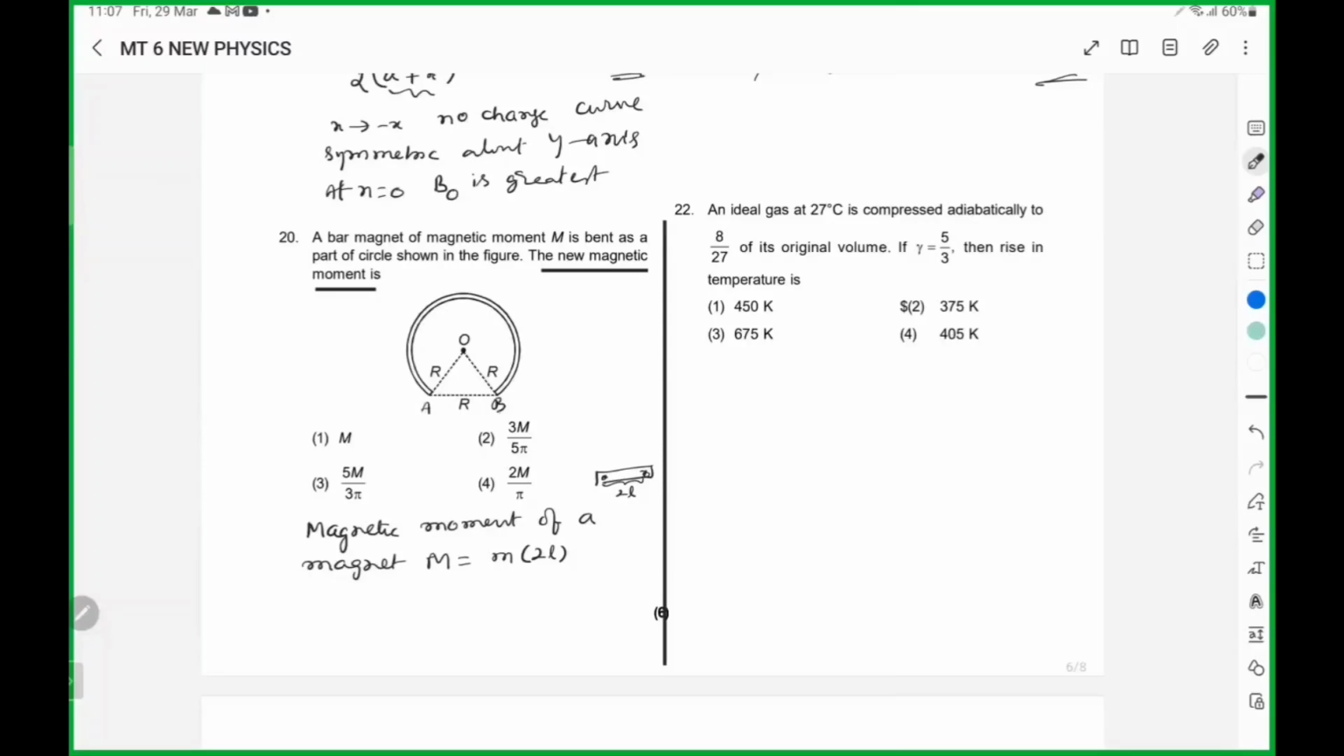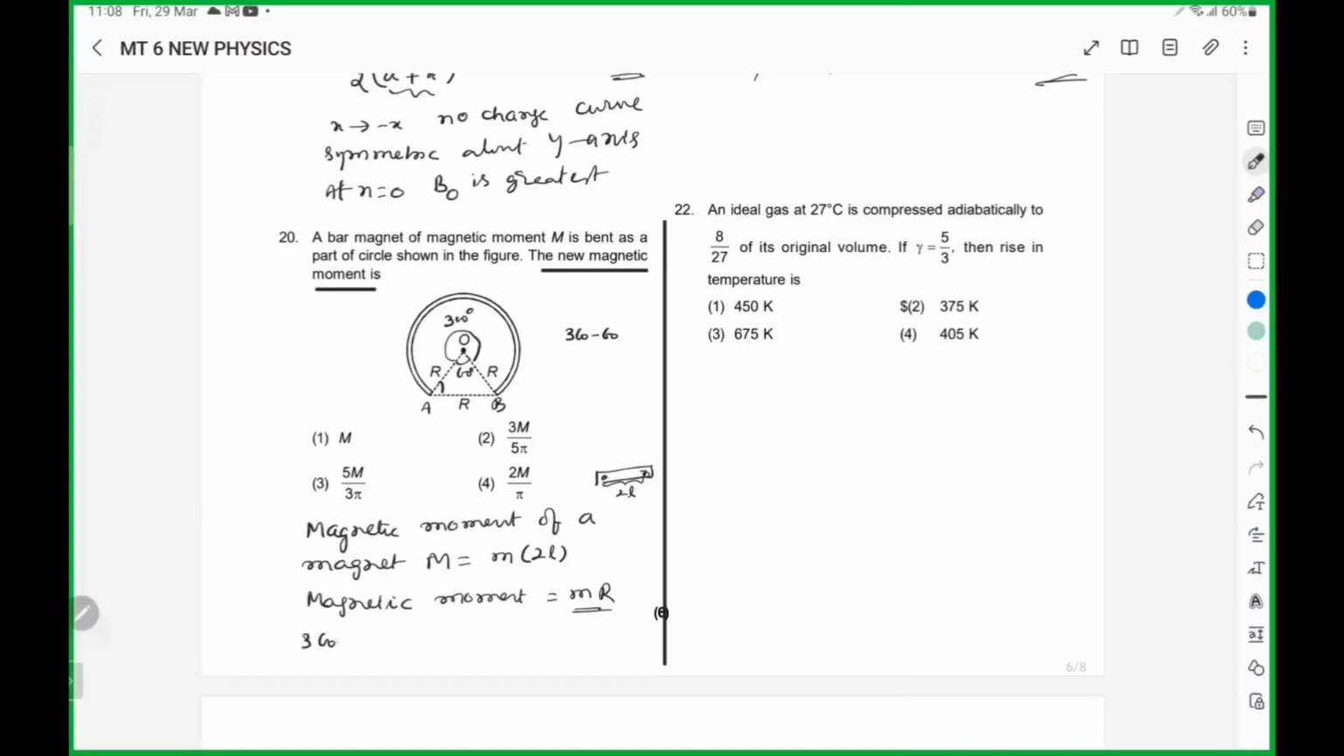Now, the magnetic moment here is m into the effective distance, that is R. But we have to find this in terms of capital M. So here he told that these are all radius, so it is an equilateral triangle, 60 degrees. This angle becomes 360 minus 60, it becomes 300.